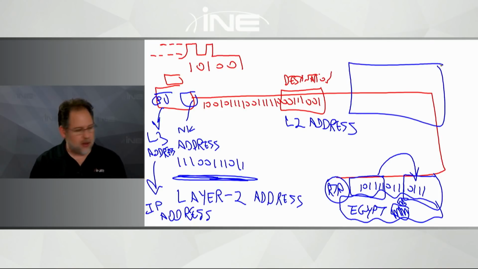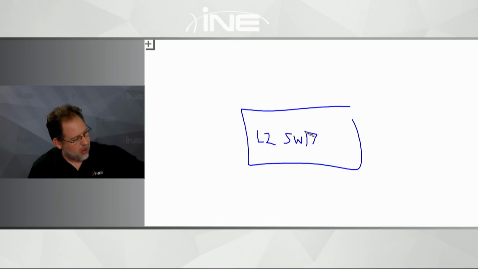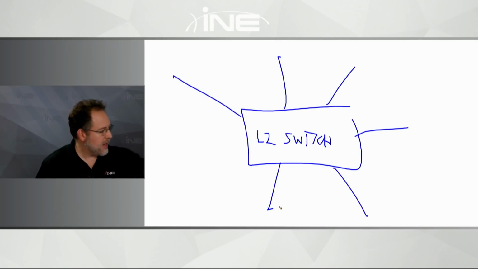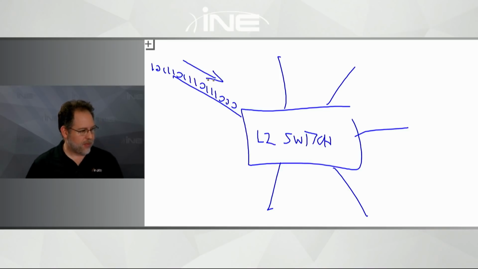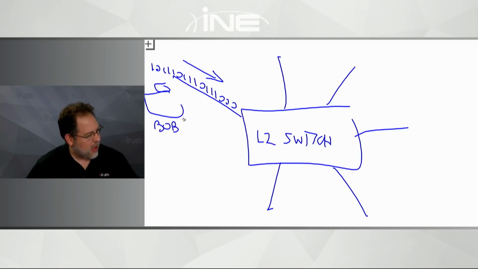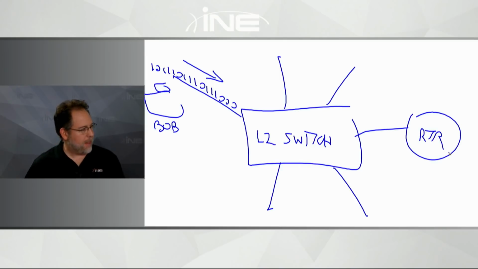When switches originally came out, here's a layer 2 switch connected to several cables, several wires. Okay, so let's say that here's some ones and zeros coming in right now, coming in this way. And let's say this is coming from Bob's laptop, and the destination is this router over here.